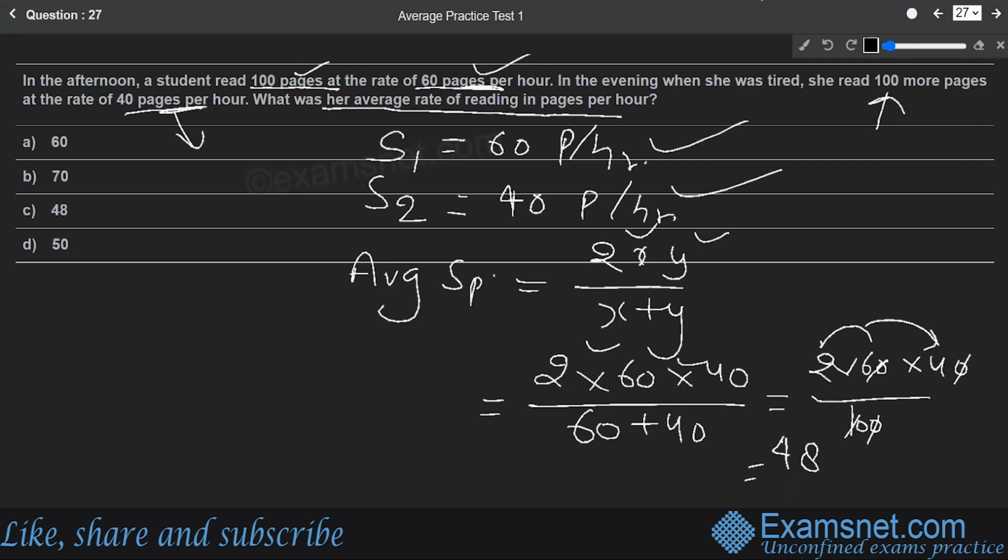So it's going to be 48 pages per hour. That is going to be the average speed of the person. Let us see where it is available. It is available in option number C. So that becomes the right answer for us.